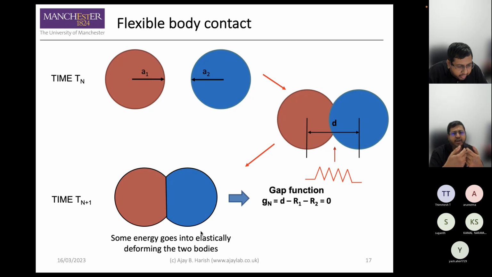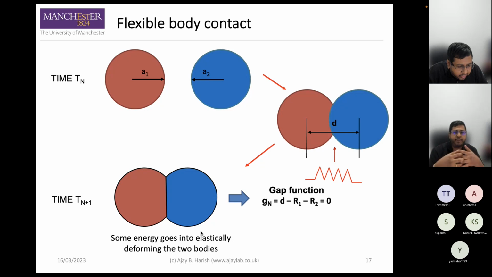Most likely what's going to happen is that these two bodies are going to overlap in our trial step, like in plasticity, where we take a trial step assuming that it's not yielding. Here as well, we solve it assuming that there's no contact. Then we check if there's a contact and do some form of correction, similar to the radial return algorithm or other algorithms that are used in plasticity.